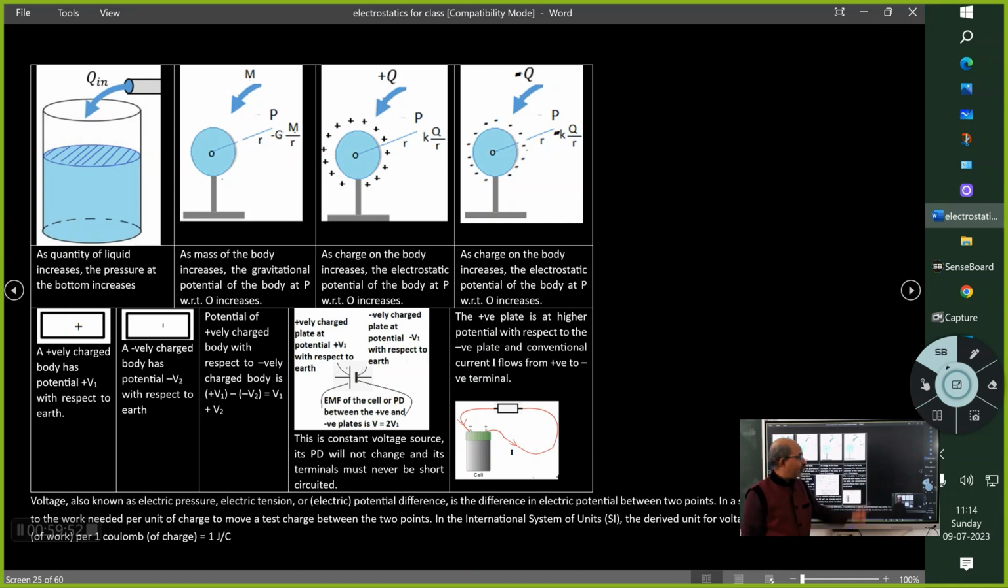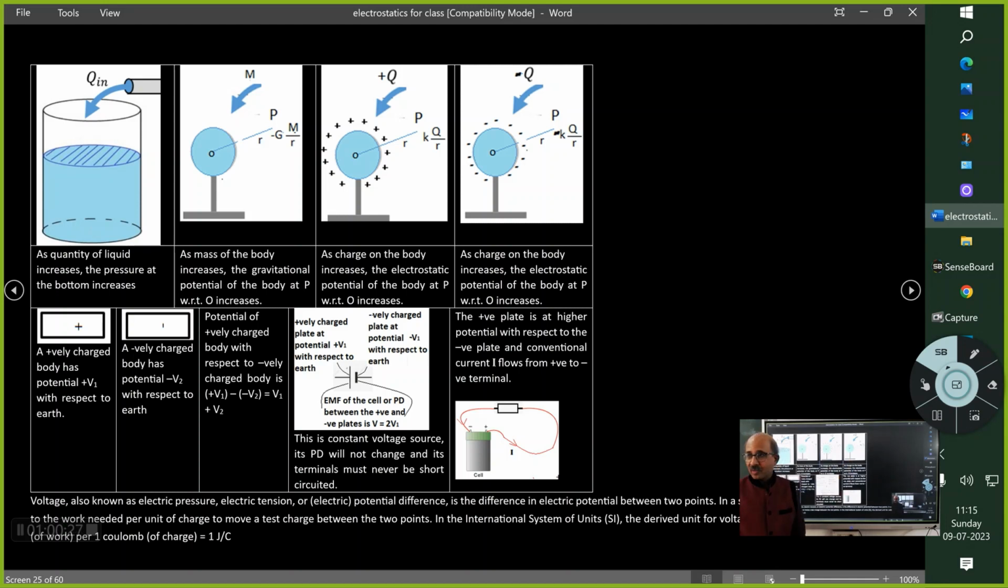Now at that point, if you keep a positive charge, its potential energy will be minus kq by r into 1. You are placing a unit charge. So here the potential is minus kq by r into 1, because you are placing a unit positive charge. That 1 I am not showing here. If you keep a charge of quantity 2, then you multiply it by 2.